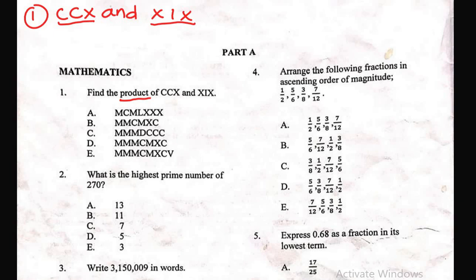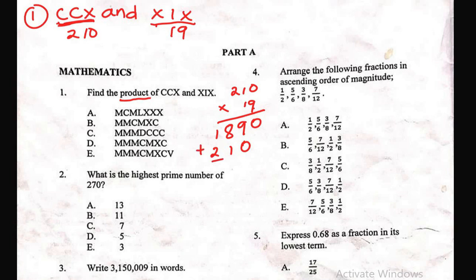So C is 100 in Romans. So CCX, 2 Cs is 200, X is 10, so this is 210. X is 10, IX is 9, XIX is 19. So let's get the product. That will be 210 times 19. Okay, 9 times 0 is 0. 9 times 1 is 9. 9 times 2 is 18. 1 times 0 is 0. 1 times 1 is 1. 1 times 2 is 2.